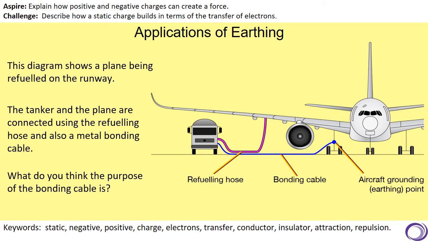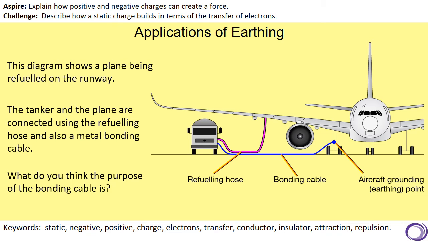As well as the refueling hose, there's a bonding cable, an earthing cable. What do you think the purpose of the bonding cable is? Well, let's think for a moment. We've got a liquid, the fuel, octane normally, flowing through that pipe. So we've got a liquid rubbing against the surface of the pipe, which is normally rubber, so it's flexible and waterproof. So we've got a liquid rubbing against a solid, two different materials. Well, let's say then that caused electrons to be rubbed off.